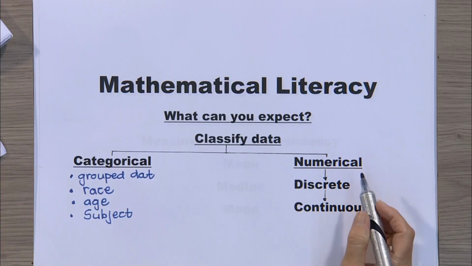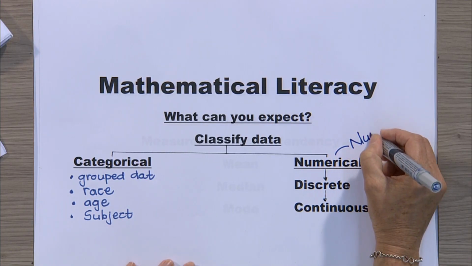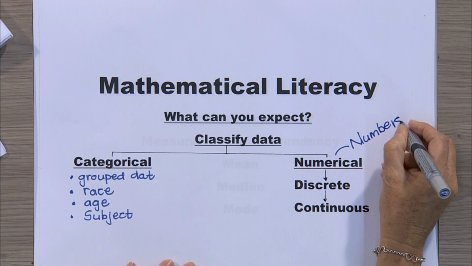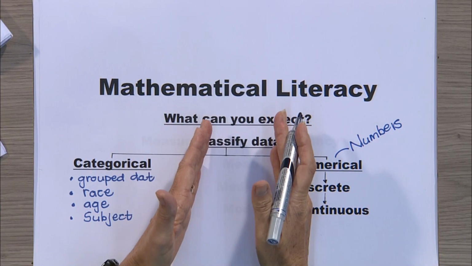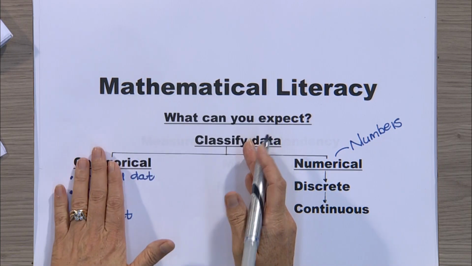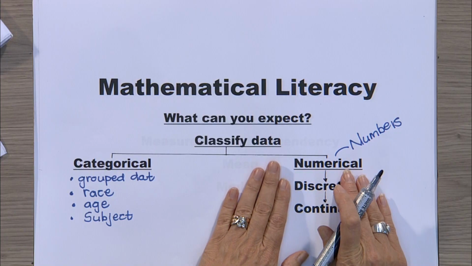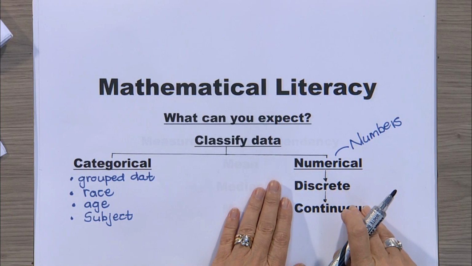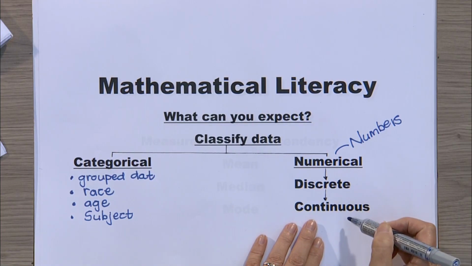Then if we move to the other side of the page where they say numerical. Numerical, of course, will be numbers. That's why it's called numerical. So first of all, we classify data: data is either categorical or numerical. But under numerical, we also classify again into discrete data or continuous data.